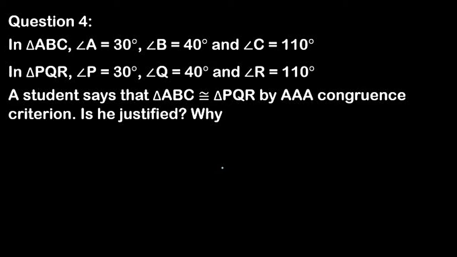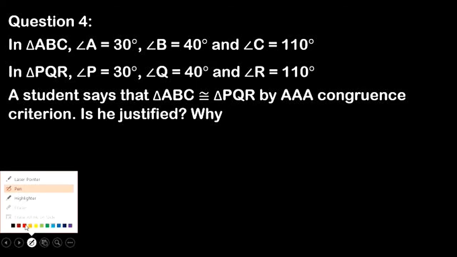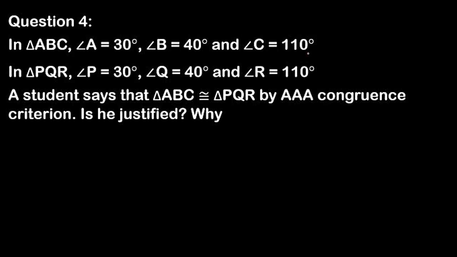In triangle ABC, angle A is given equal to 30 degrees, angle B is given equal to 40 degrees, and angle C is given equal to 110 degrees. In triangle PQR, angle P is given equal to 30 degrees, angle Q is given equal to 40 degrees, and angle R is equal to 110 degrees. A student says that triangle ABC is congruent to triangle PQR by AAA congruency criteria. Is he justified? Why?